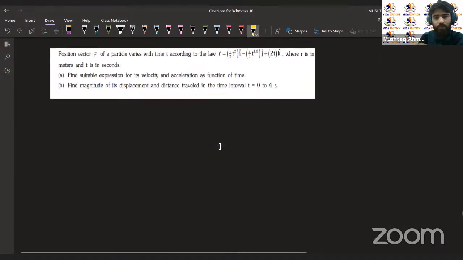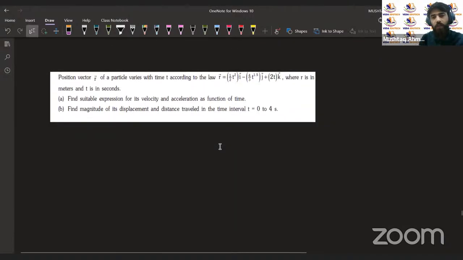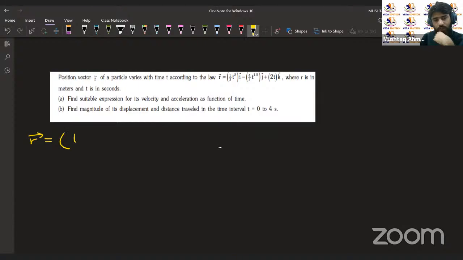So let's move on to the next question. The next question is that we have been given a position vector of a particle that varies with time t according to the law: r = (t²/2) î − (4/3) t^1.5 ĵ, which we can write as 3/2, plus 2t k̂, right?